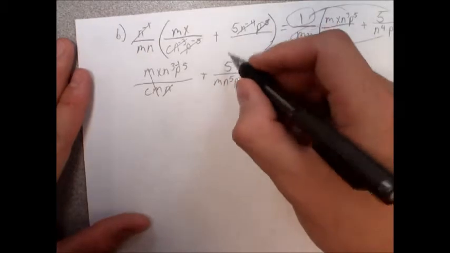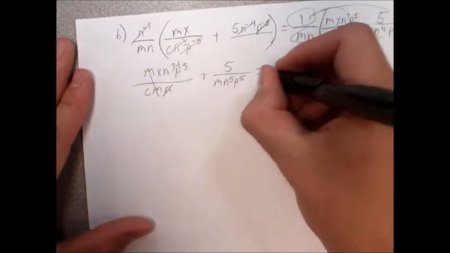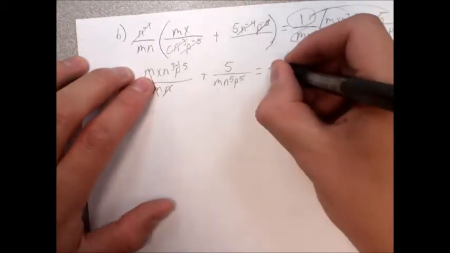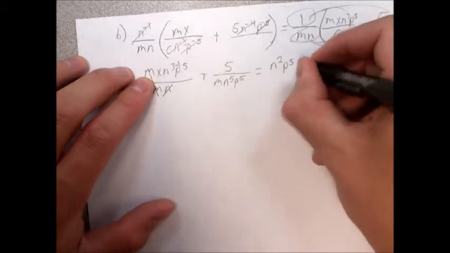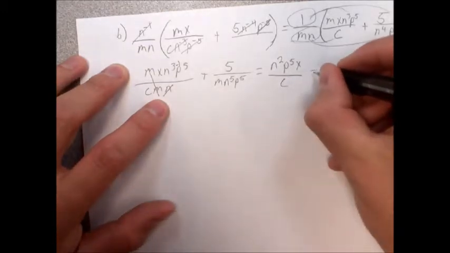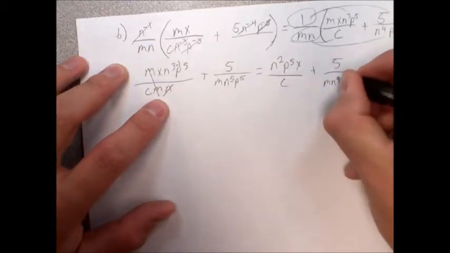Okay. Over here, is there anything that I combine? No. So all I need to do is rewrite the front one and put it in alphabetical order since it's not. So I have n to the second, p to the fifth, x. I have c on bottom plus 5 over m n to the fifth, p to the fifth.